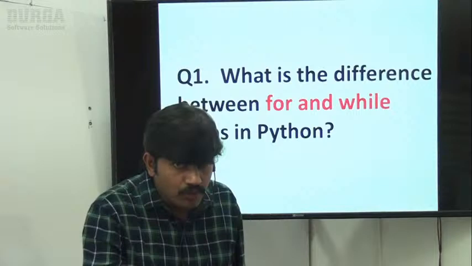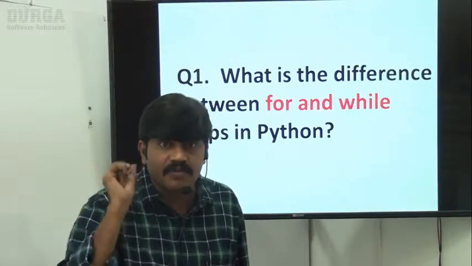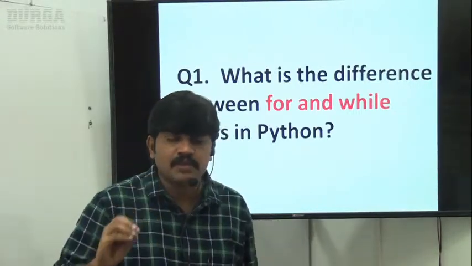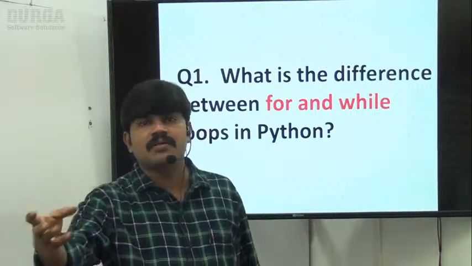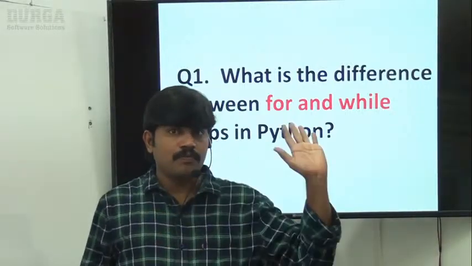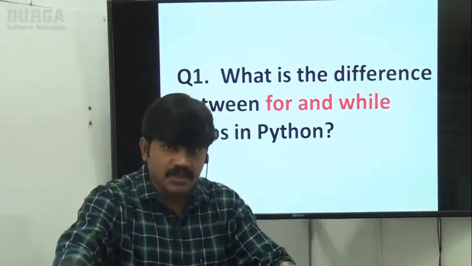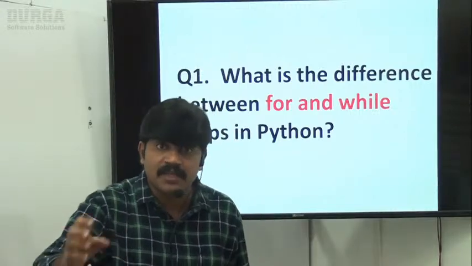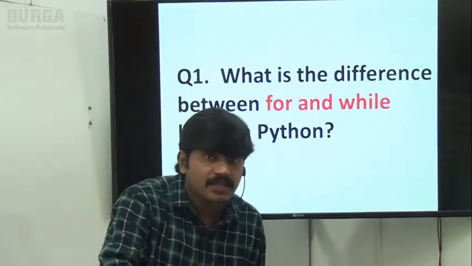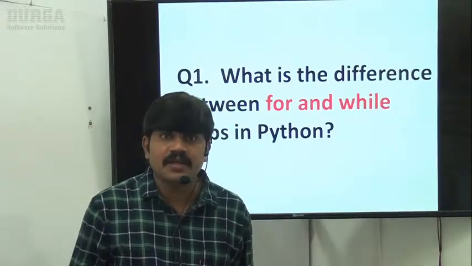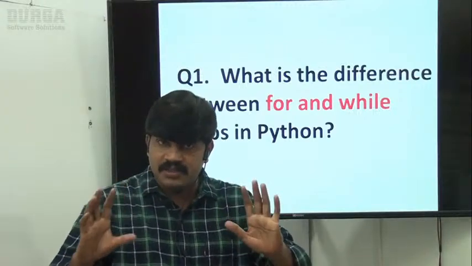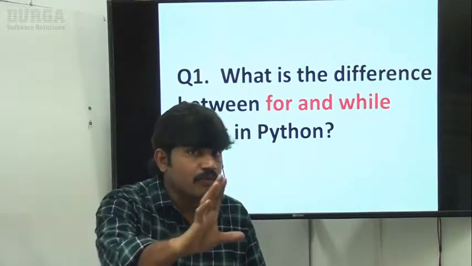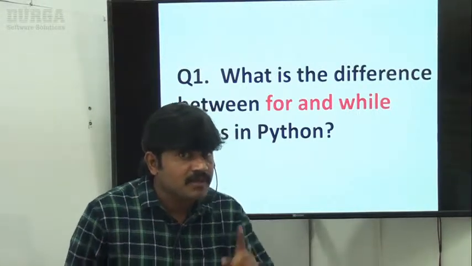Are you getting? A for loop is always based on a sequence, some collection. If the sequence or collection is not there, you can't use a for loop. For every item present in this list, for every character present in this string, or for each item present in this range. If a sequence or collection is there, then only we can go for a for loop. For loop is always based on a sequence.